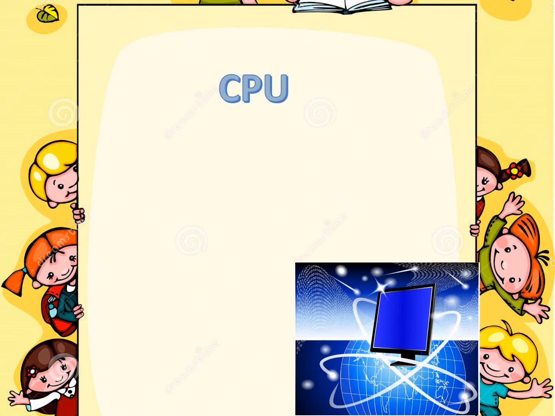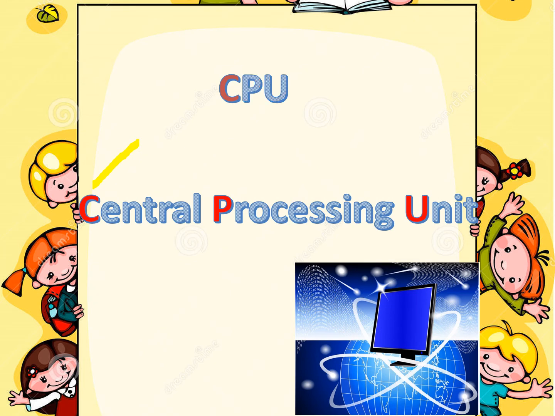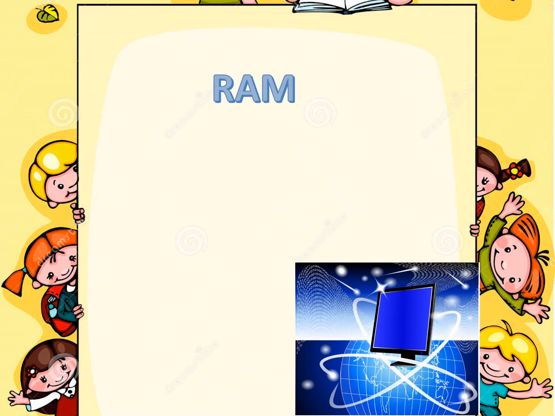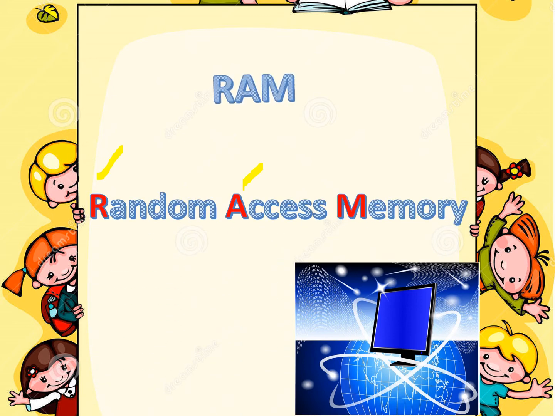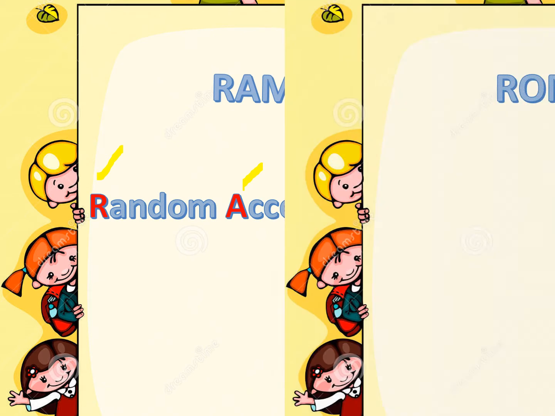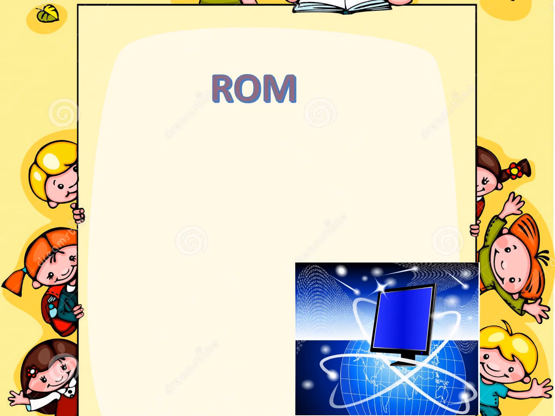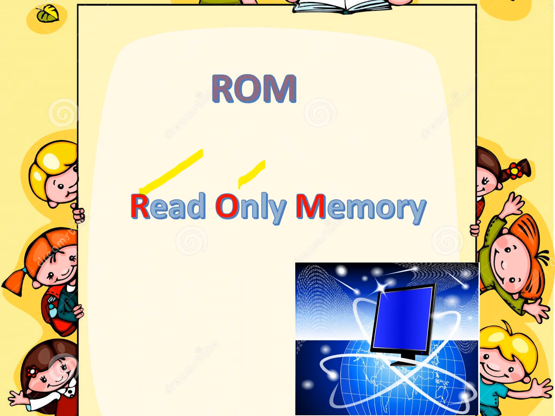How about CPU? CPU stands for, letter C stands for the Central Processing Unit. The RAM stands for the Random Access Memory. And the ROM stands for the Read-Only Memory.